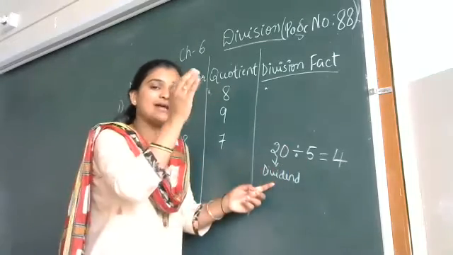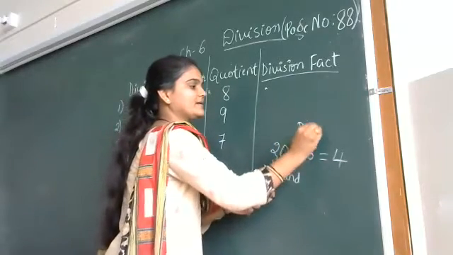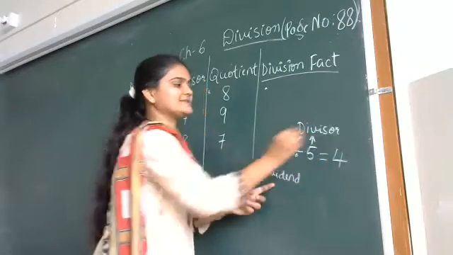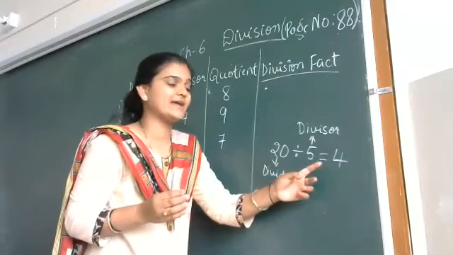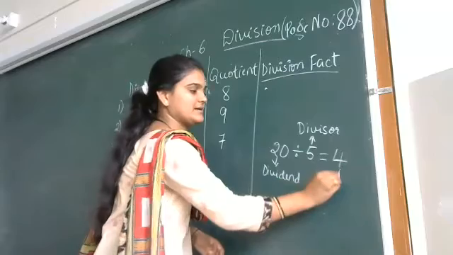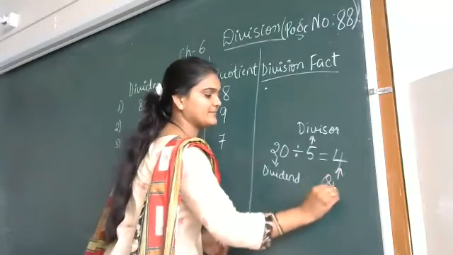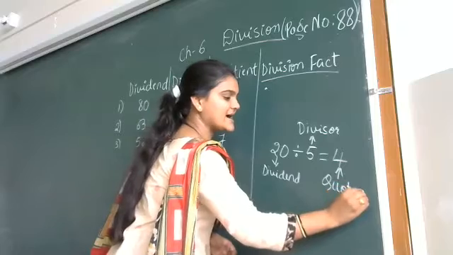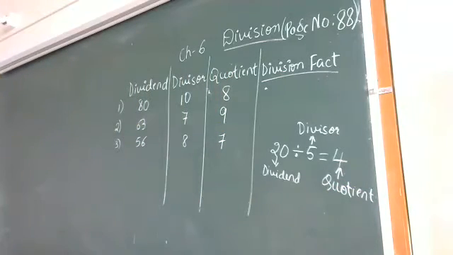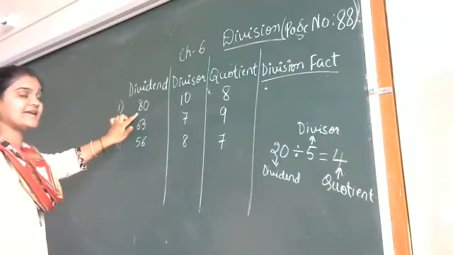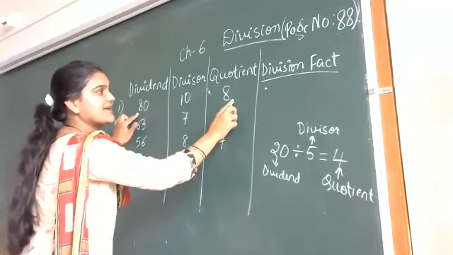The number by which we are going to divide is known as divisor. Yes, divisor. After dividing the number, the answer you get will be known as, what is the number 4 known as? Quotient. Yes, it is our quotient. So tell me children, here we have dividend as 80, divisor is 10, quotient is 8.